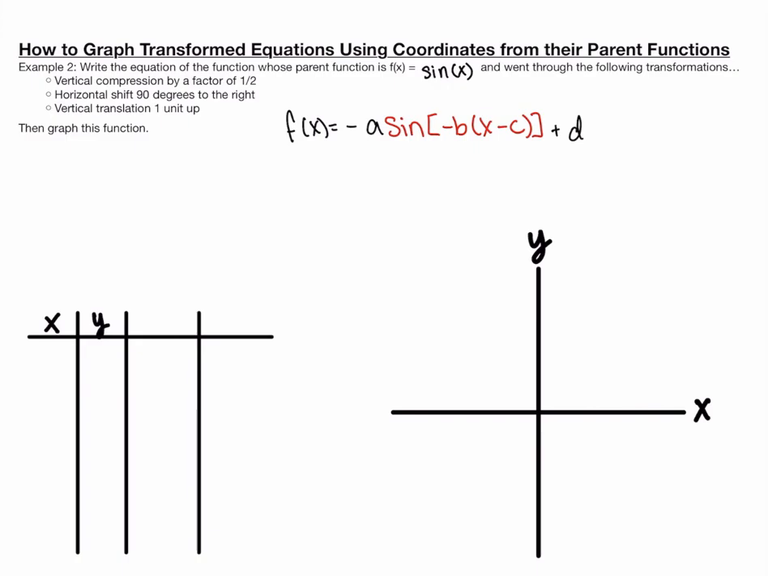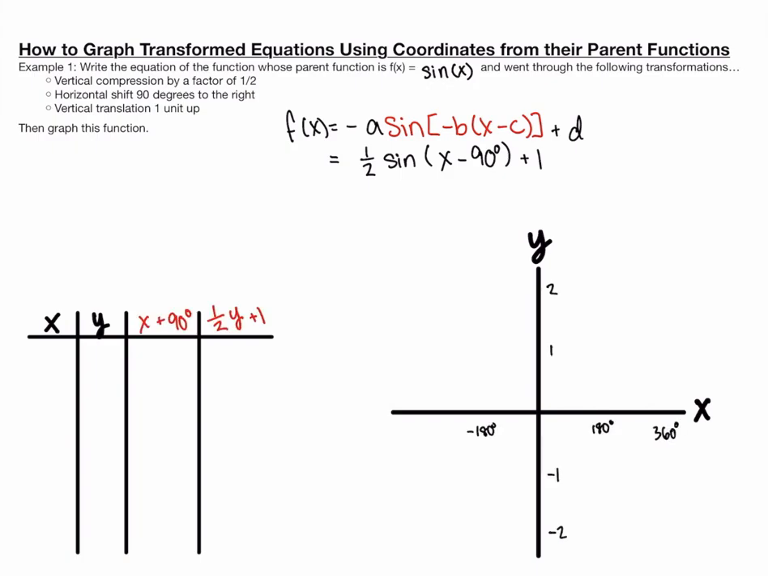Okay, now I'm going to go over the answer. There is no reflection over the x-axis, so there is no negative sign in front of the a value. There is a vertical compression by a factor of 1/2, so a is going to be 1/2. There is no reflection over the y-axis, so there is no negative sign there. And there is no horizontal stretch or compression, so there is no b value. There is a horizontal shift 90 degrees to the right, into the positive direction. So we have to do the opposite of what you'd normally think and use a negative sign. And lastly, there is a vertical translation 1 unit up, so d is positive 1.